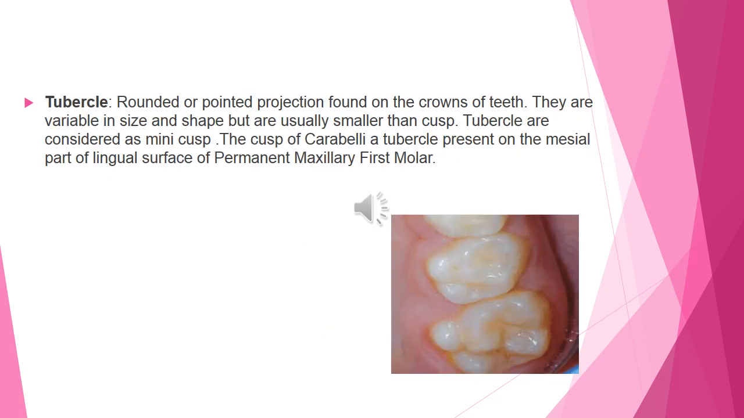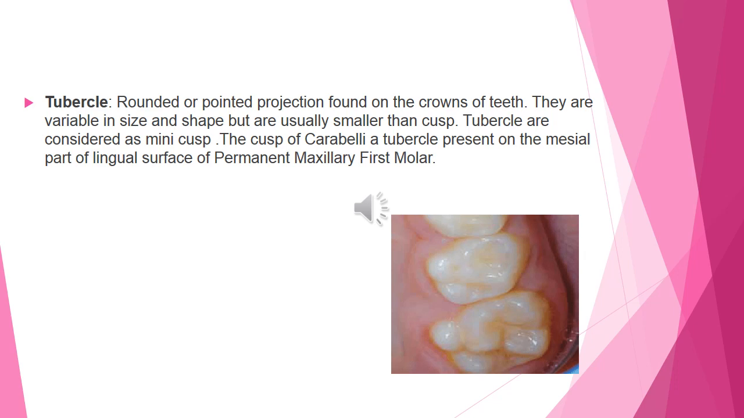What is tubercle? A rounded or pointed projection found on the crown of tooth. They are of various size and shape but are usually smaller than the cusp. Tubercles are very similar to cusps. They are also pointed projections, also present in different size and shape just like cusp, but the only difference is their size. Tubercles are smaller in size as compared to the cusp.